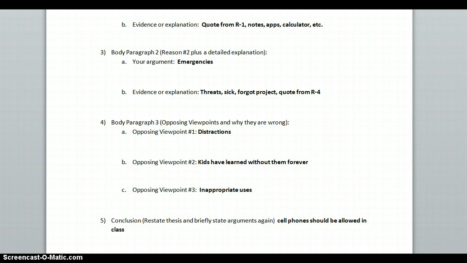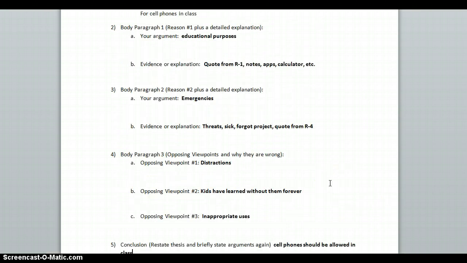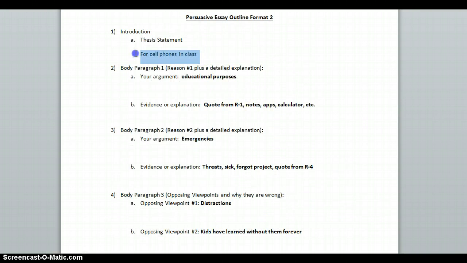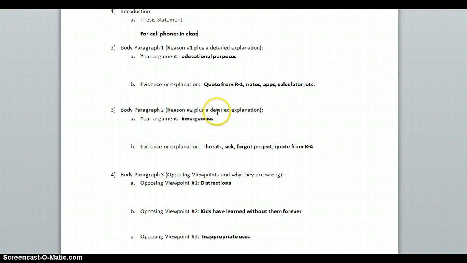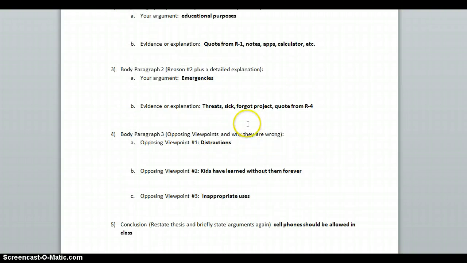Okay, so now what you see here is, and I'll make this bold just for consistency, I've got what I'm putting in each paragraph. So as I write my paper, I know this first paragraph I'm going to write about educational purposes. That's all I'm going to write about. This paragraph I'm going to write about emergencies. That's all I'm going to write about. This third paragraph I'm going to write about these different opposing viewpoints.